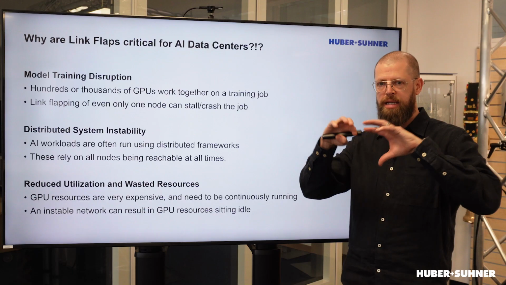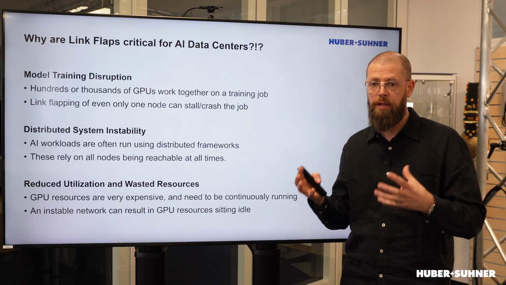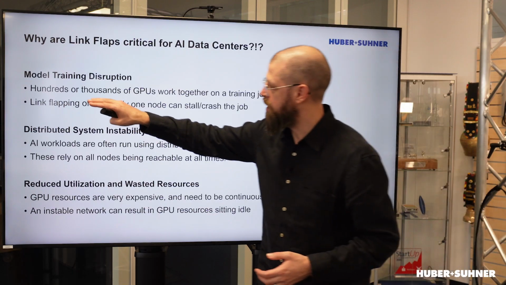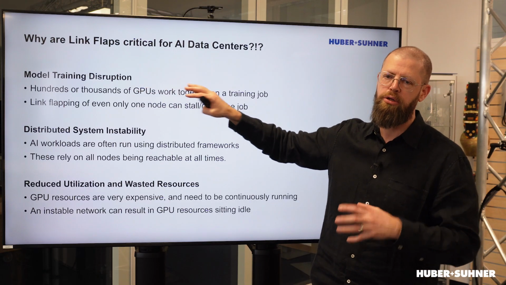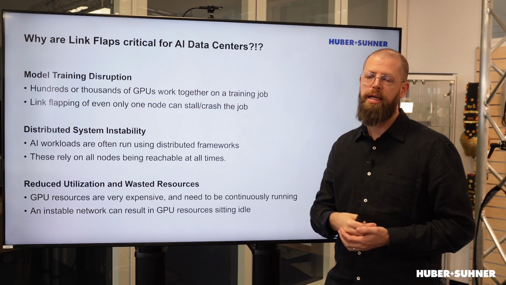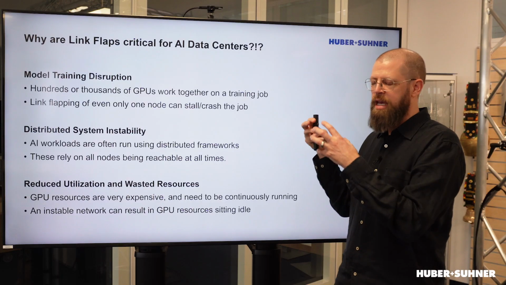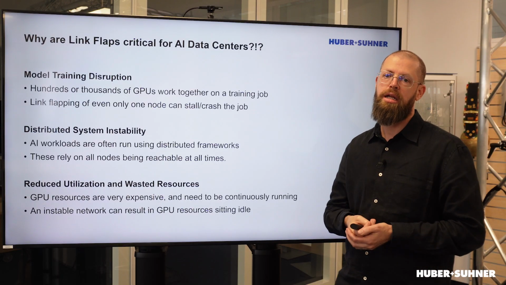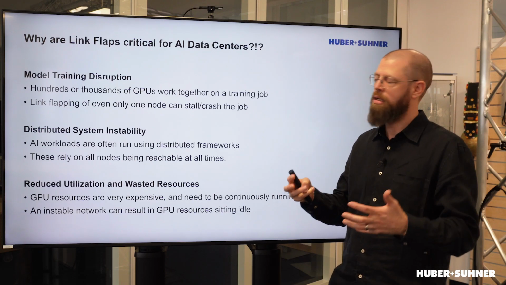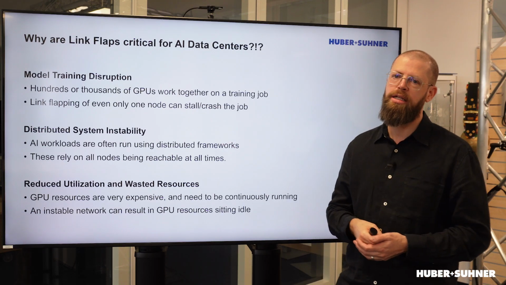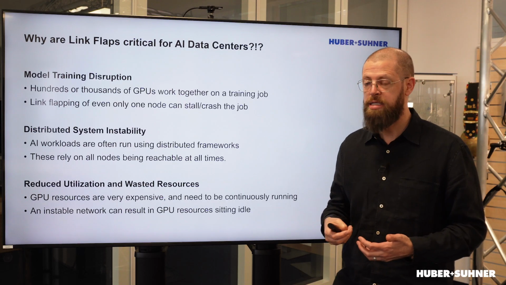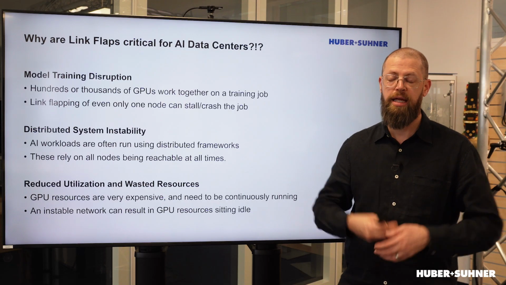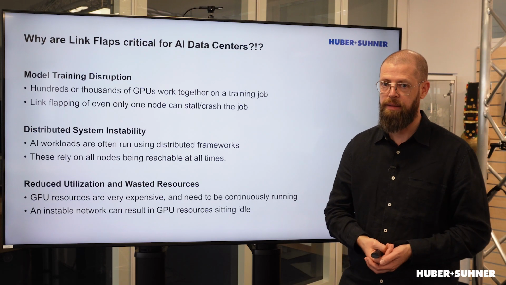Because if we're thinking about a large AI training model, we're actually using hundreds or even thousands of GPUs together on that one training job. And if only one link, so one node link of that cluster, flaps, that can result in that complete training job stalling, or in the worst case scenario, even crashing altogether, meaning we would have to restart it again.